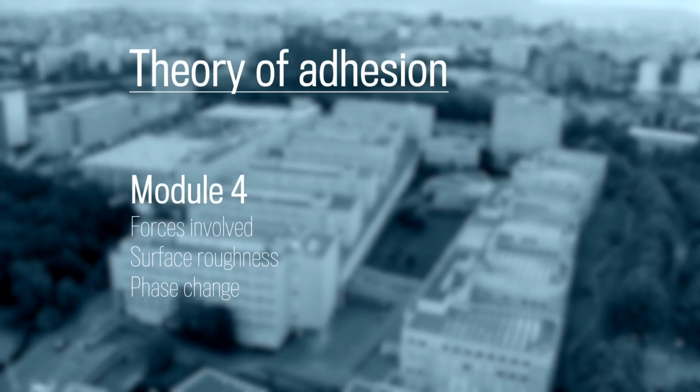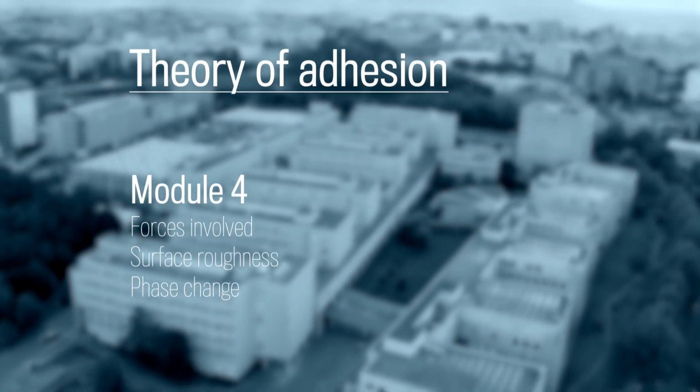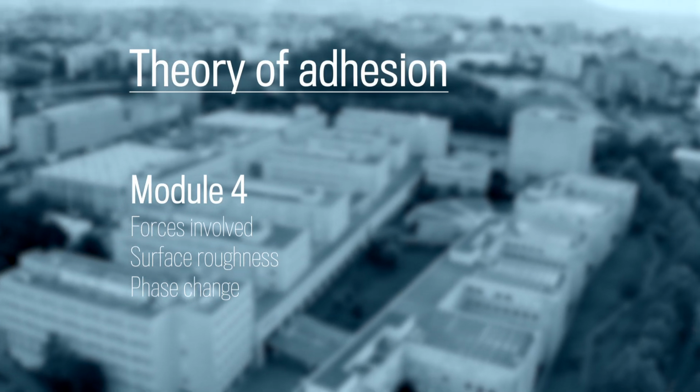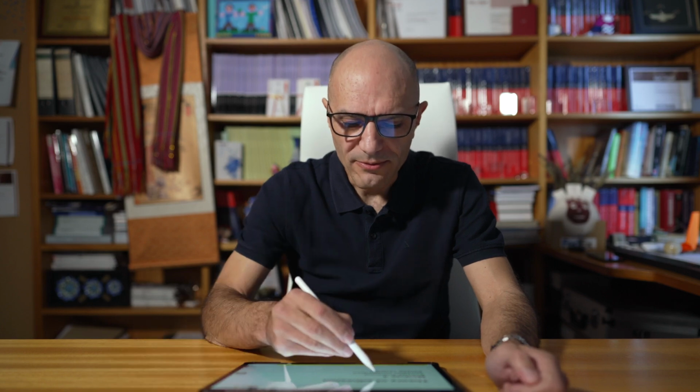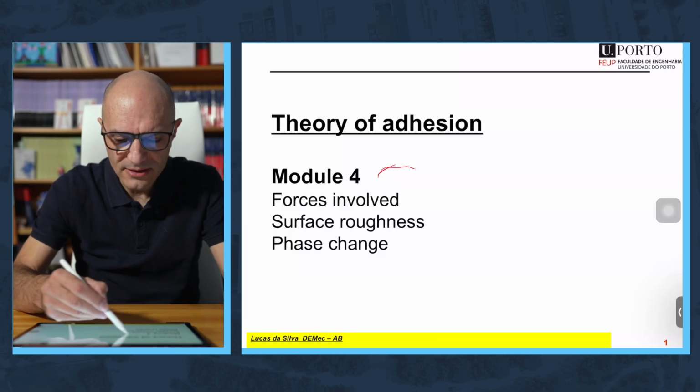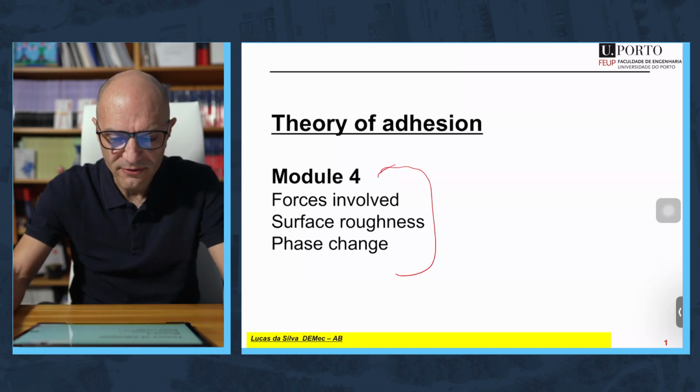We start to talk about serious things now. We are in theory of adhesion. You will see that the adhesive is always applied in the liquid state and then hardens. So let's see now the theory of adhesion. First of all, the forces involved, the surface roughness and the phase change.